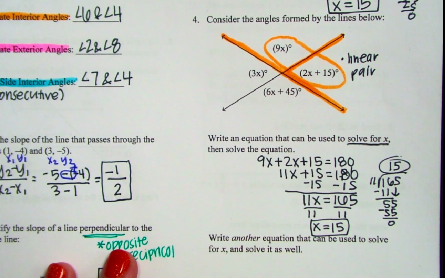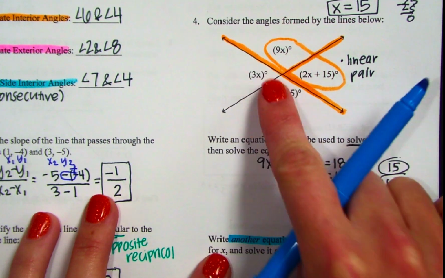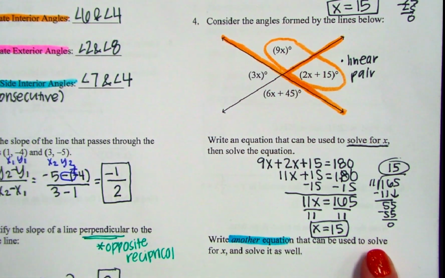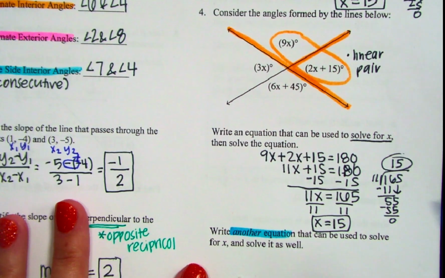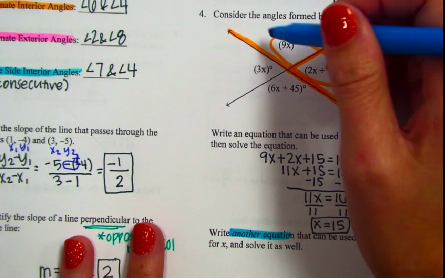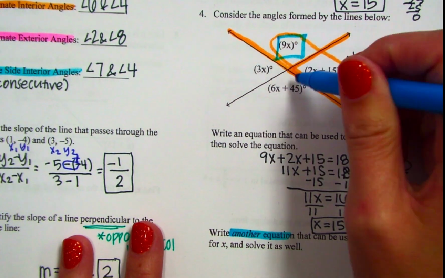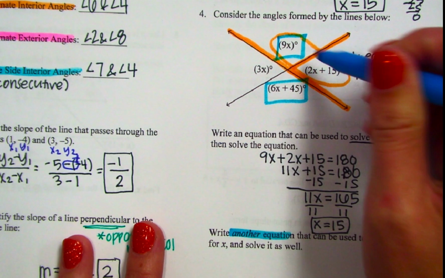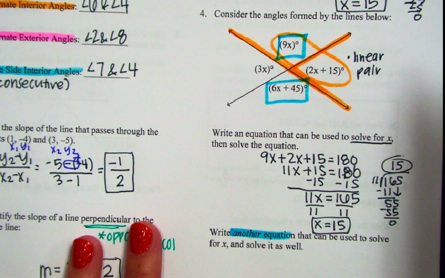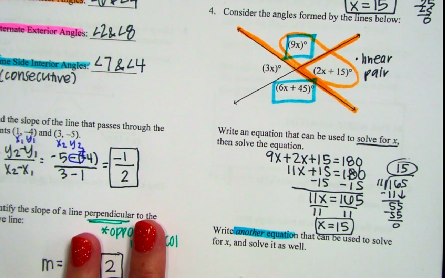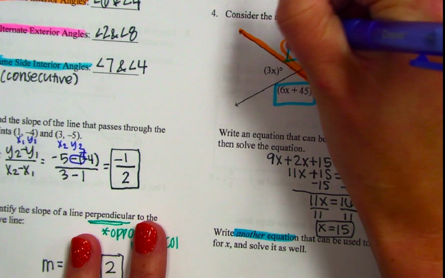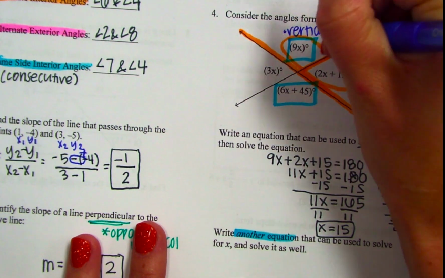We're going to write another equation, using two other angles, to solve for x. So I'm going to go ahead and look at vertical angles. I have 9x and 6x plus 45. Those angles are vertical, and we know that vertical angles are congruent. So I can set up my equation that way.